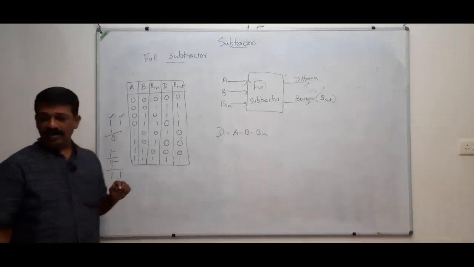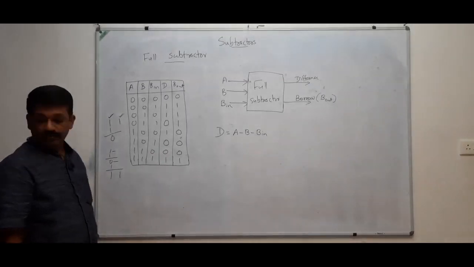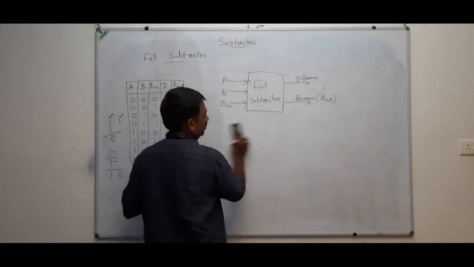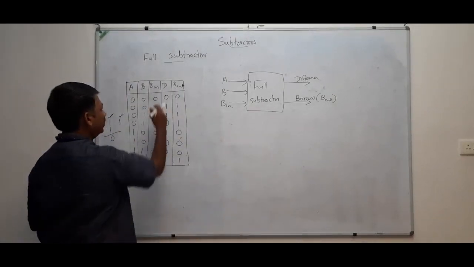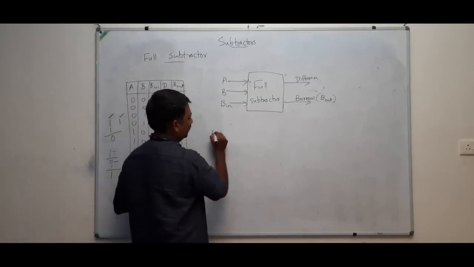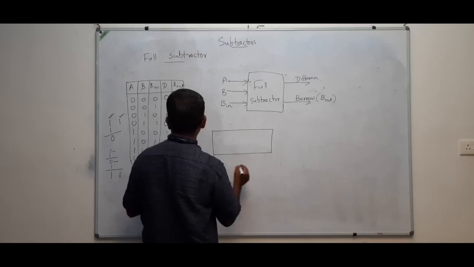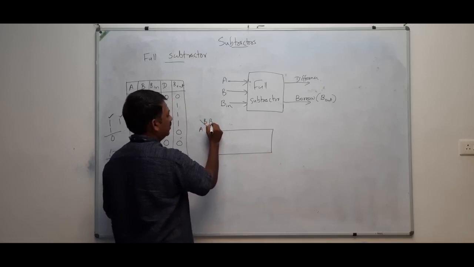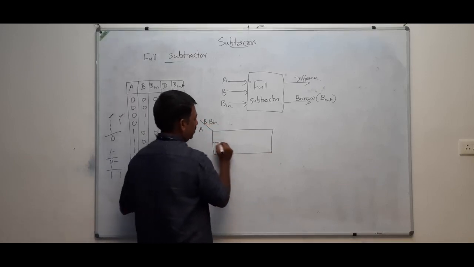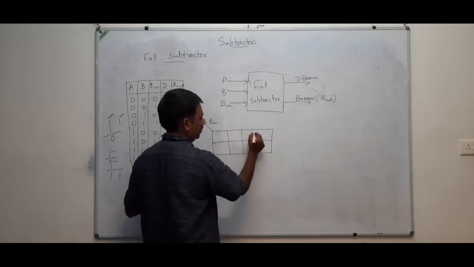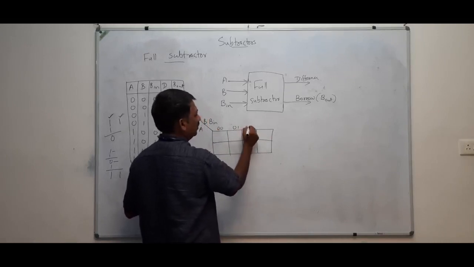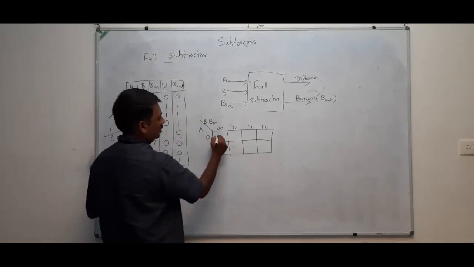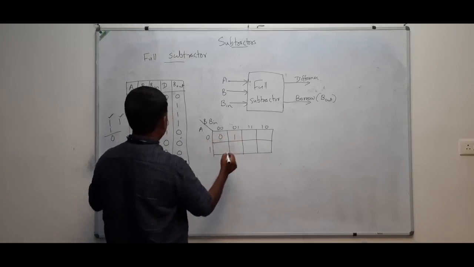Now we are going to draw the Karnaugh map for the difference. This is A, B, borrow input, and here you have 0 0, 0 1, 1 1, 1 0, and 0, 1. That means what is 0 0 0? It is 0. 0 0 1 is 1.